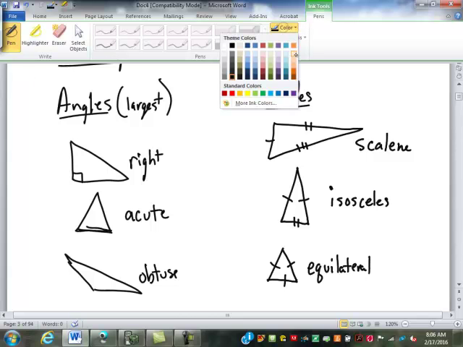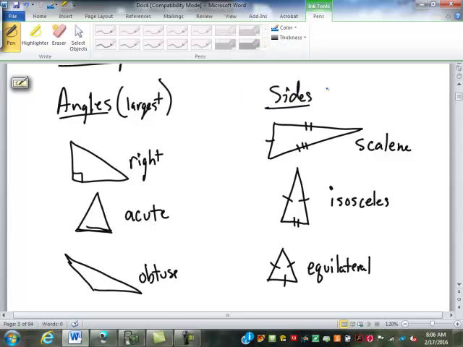Now, if you want to be very descriptive of a triangle, you can describe it both ways. Now, for some triangles, if you describe it a certain way, it implies the rest. But what if I described it by the angle, right? And what if I described it by the sides? Isosceles. That would be called an isosceles right triangle.